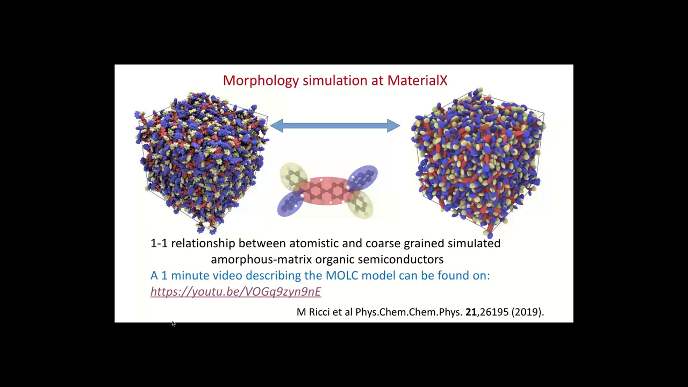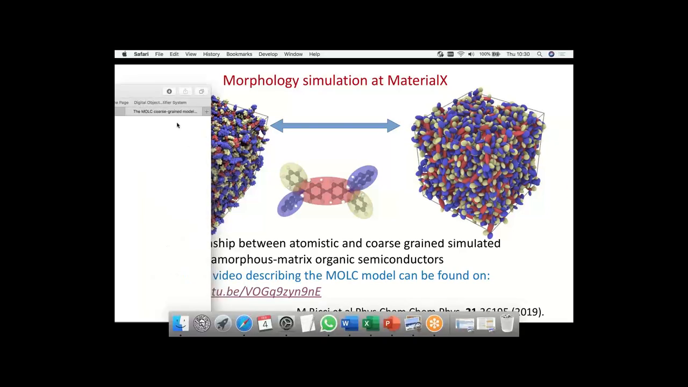They've worked on it for longer, but they got this really lovely method where you can calculate at the atomistic level what the packing is. You then coarse grain it, and you've got a one-to-one relationship between the atomistic and the coarse grain simulations. So if I can, I'll see if that works.